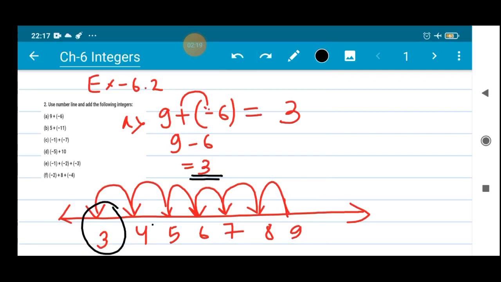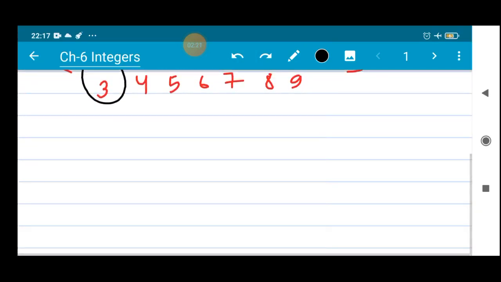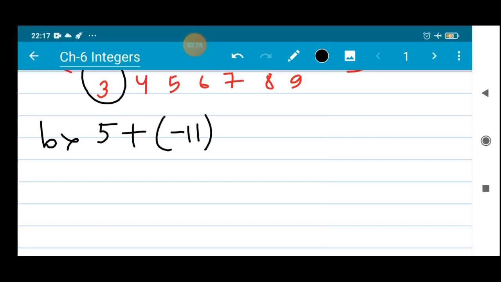Okay, so part B we have is 5 plus, inside the bracket, minus 11. So the simple concept, let's do this in a rough walk, that here also plus minus is minus 11. So 5 minus 11 is minus 6.